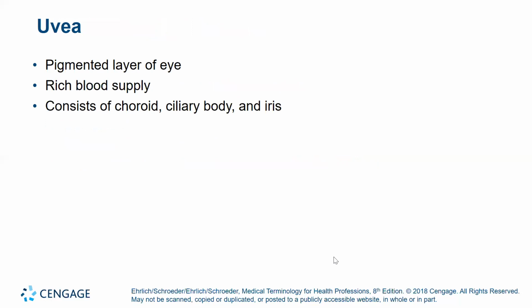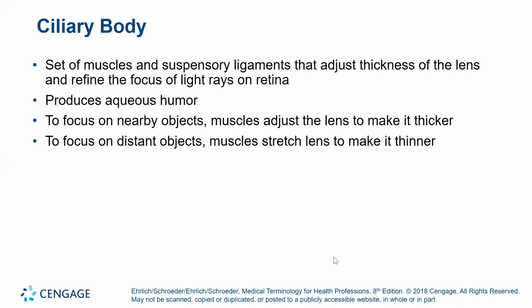We have the uvea. This is the pigmented layer of the eye. It has a rich blood supply. This does consist of the choroid, ciliary body, and iris. So the ciliary body is a set of muscles and suspensory ligaments that adjust the thickness of the lens and refine the focus of light rays on the retina. To focus on nearby objects, muscles adjust the lens to make it thicker. To focus on distant objects, muscles stretch the lens to make it thinner.